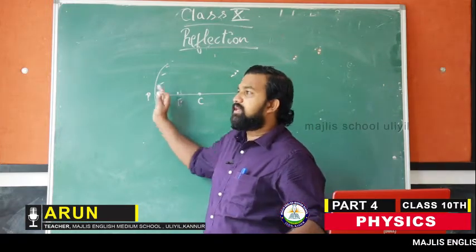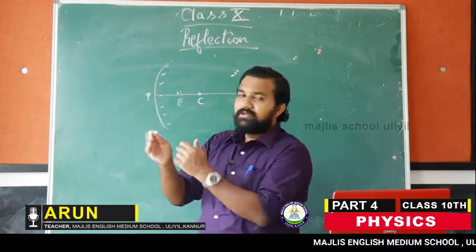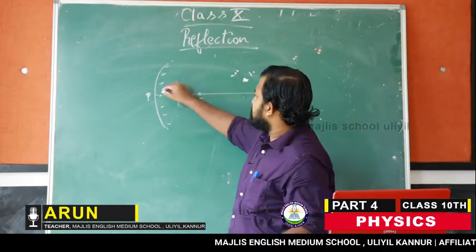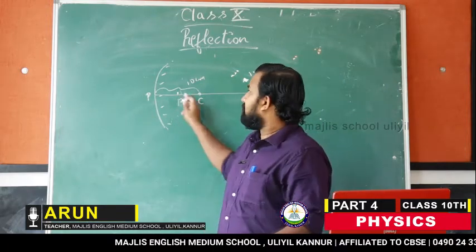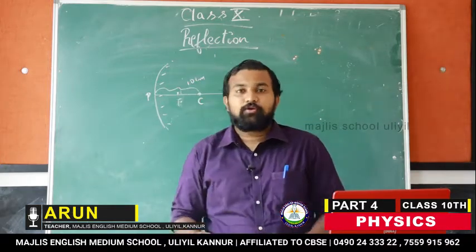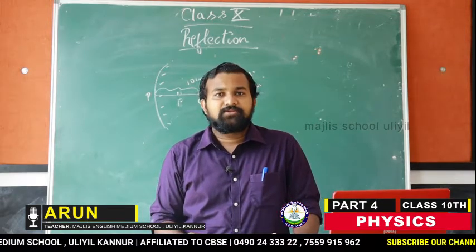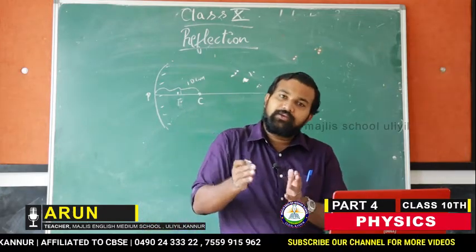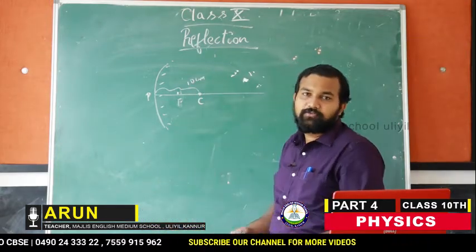Now here also, if we keep an object at infinity, a distant object, remember that the mirrors will be small. The radius will be around 10 centimeters. The sphere of which the mirror was a part will have a radius of around 10 centimeters, 7.5 centimeters, or 5 centimeters. These are the mirrors we usually use, which have smaller centers of curvature.